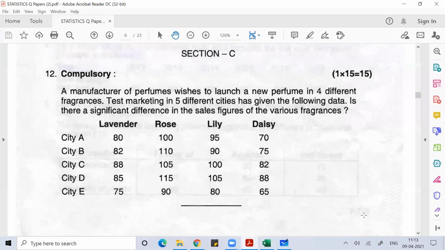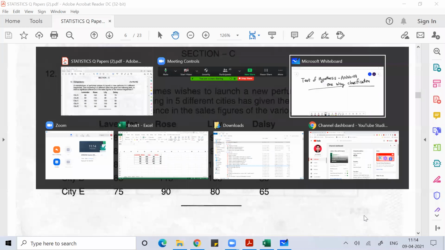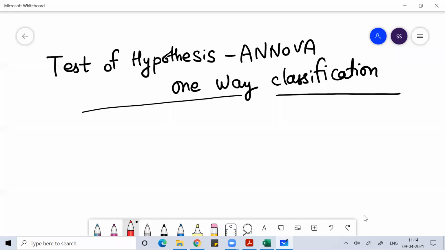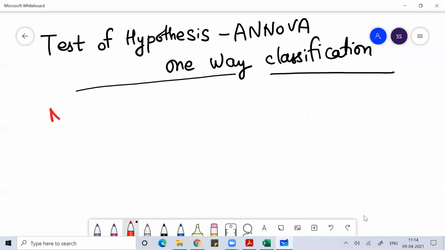Please understand what this data is all about. You need to be a little vigilant to understand what the data is. Those data are basically the sales figures of different perfumes, and you have to perform a hypothesis test where you compare whether there is any significant difference in the sales figures of different fragrances. When we solve the problem in the exam, the first thing we'll do is write the null hypothesis.